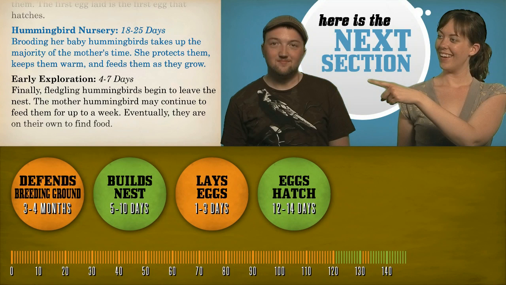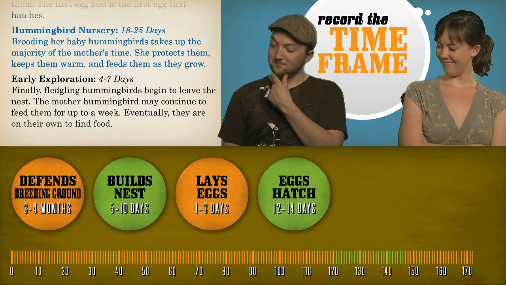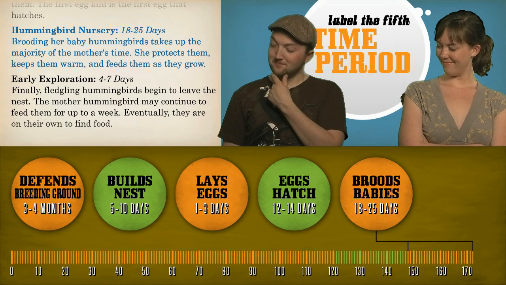Women do all the work. Whatever, keep going. Hummingbird nursery, 18 to 25 days. Brooding her baby hummingbirds takes up the majority of the mother's time. She protects them, keeps them warm, and feeds them as they grow. We just extend the timeline, record 18 to 25 days, and add the label broods babies.